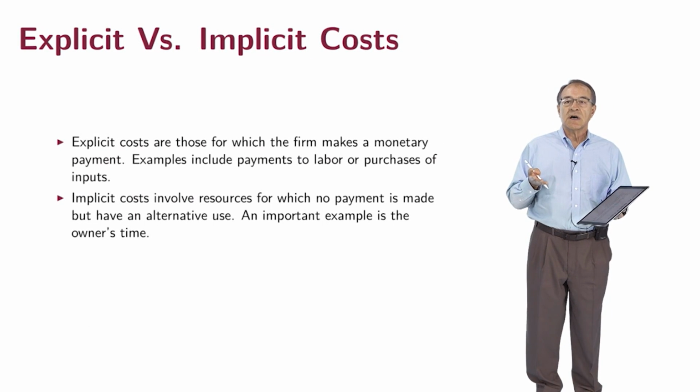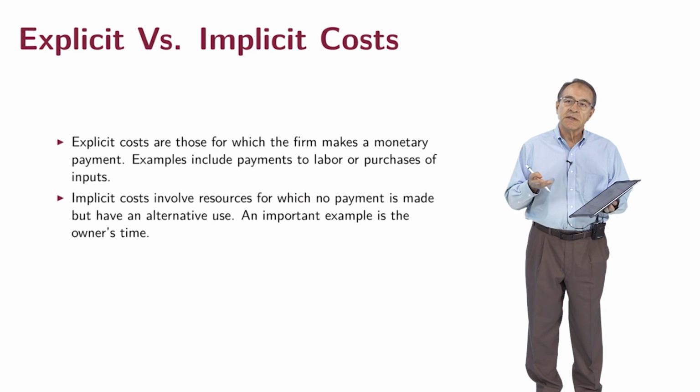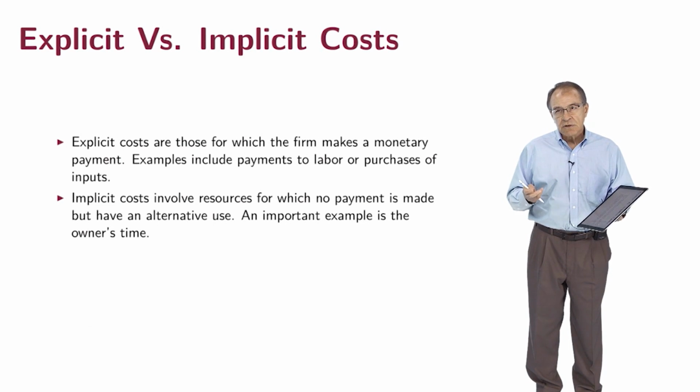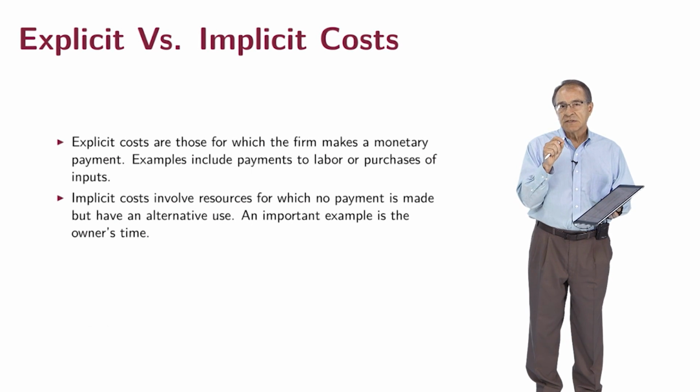There are two types of costs in economics. Explicit costs are those for which the firm makes a monetary payment. Examples include payments to labor or purchases of inputs. What you might think of in this case is that with explicit costs, there's always a receipt. There's either a transfer of cash or there's a check or a receipt.